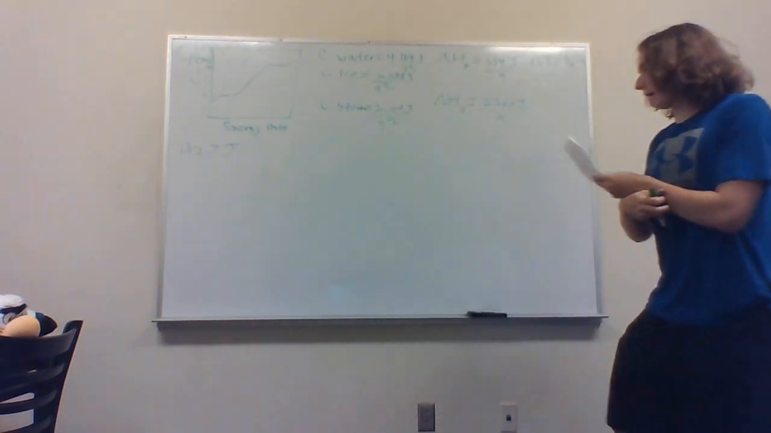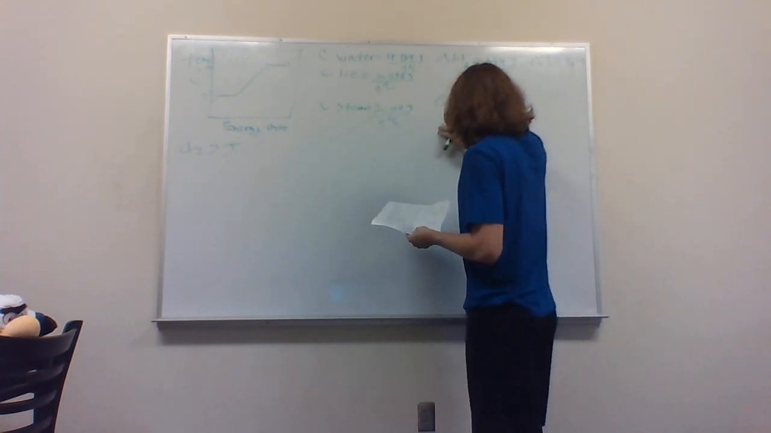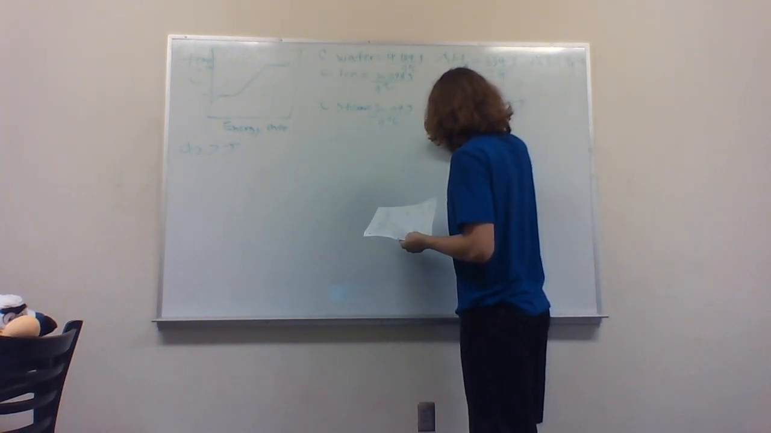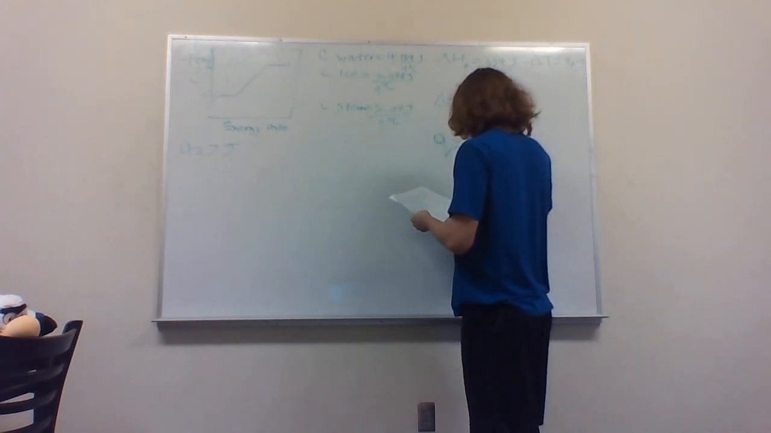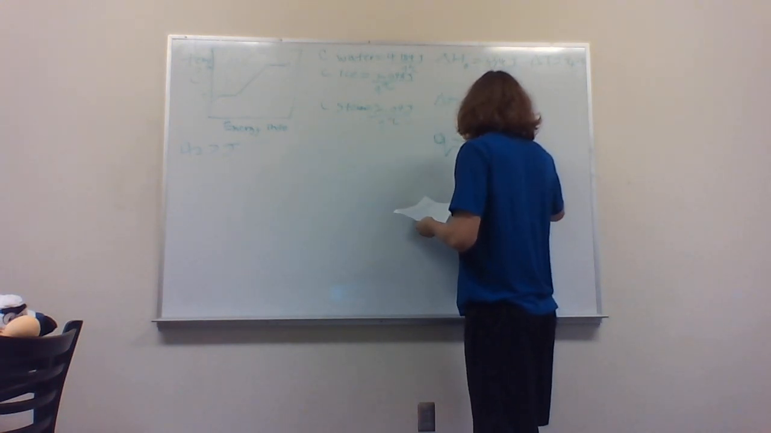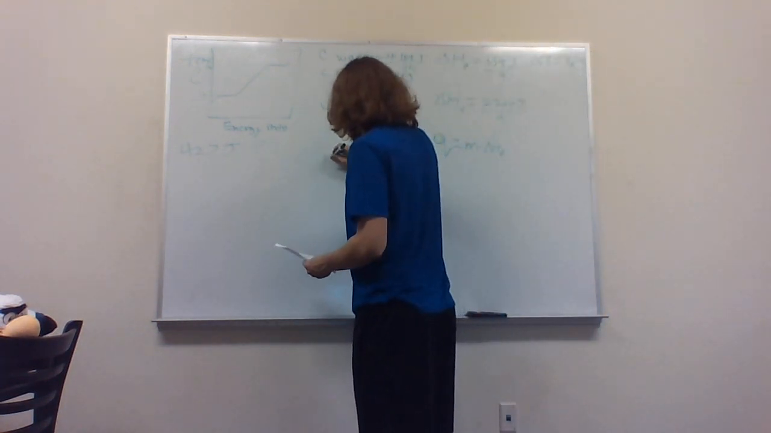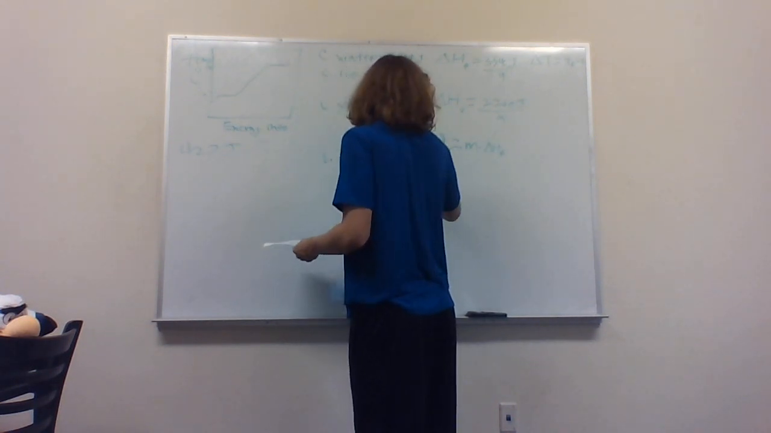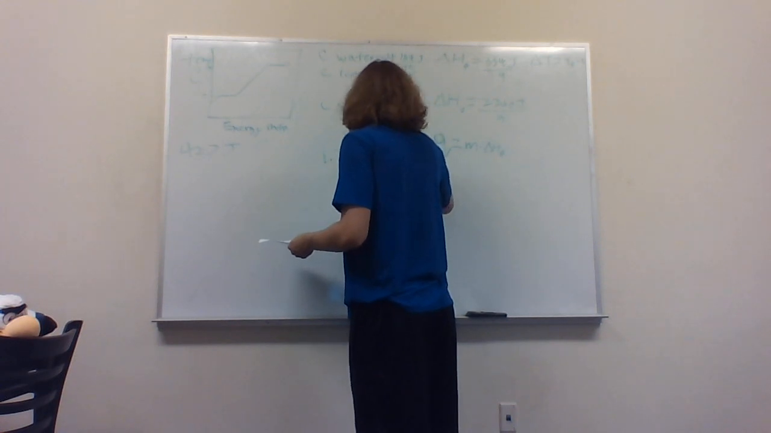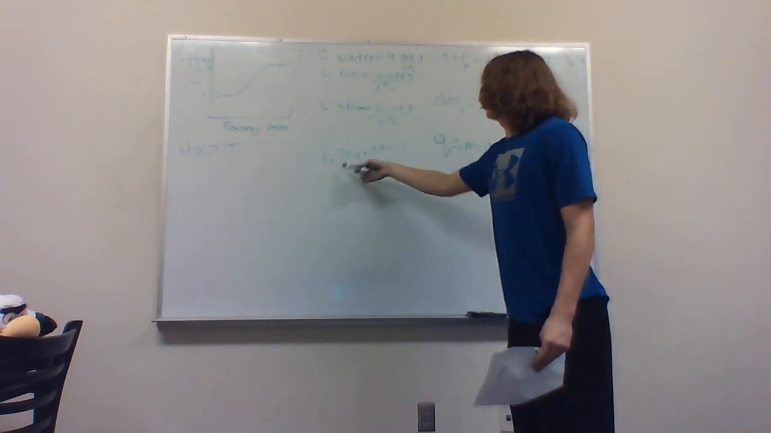Anyway, to find out how much energy is required, we just use the formula Q equals M times delta HF. So pretty simple. So just 1.70 grams times 334 joules per gram. So mass that.